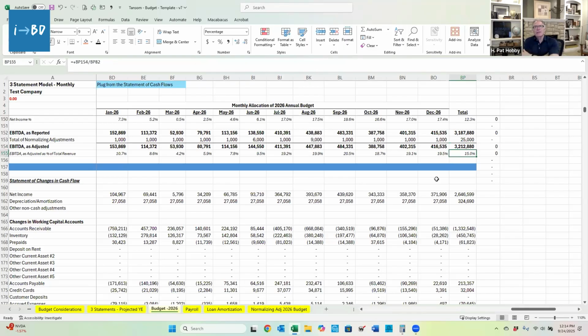I've still got a 15% normalized EBITDA business, which is what I want. My net income's 12, but my goal is to have a 15% normalized EBITDA business. This just helps you to track that.